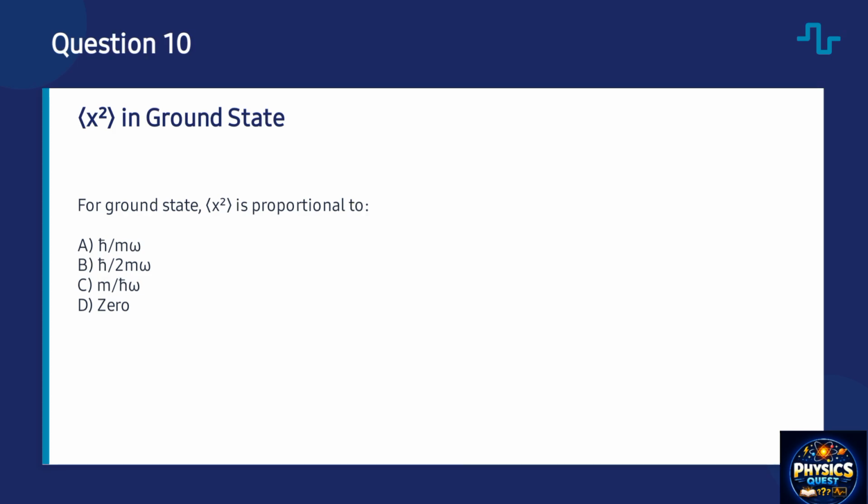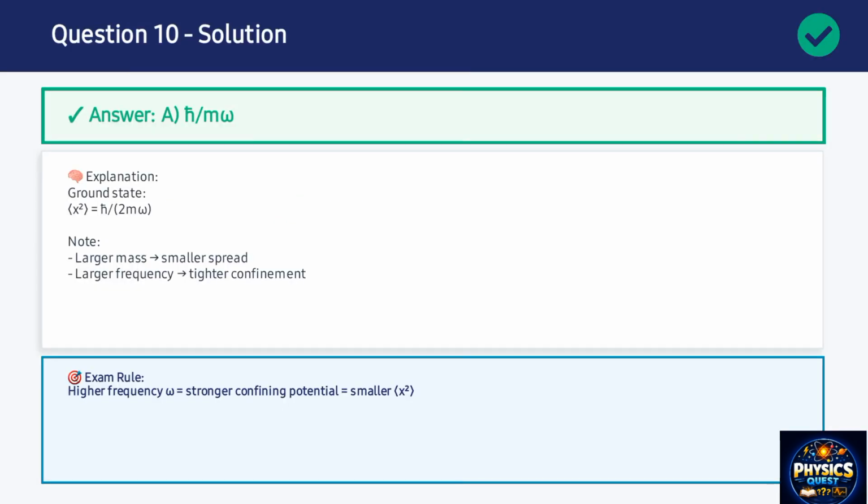Question 10. For the ground state, the expectation value of x squared is proportional to: option A, ħ/mω; option B, ħ/2mω; C, m/ħω; D, 0. Option B is correct, ħ/2mω.